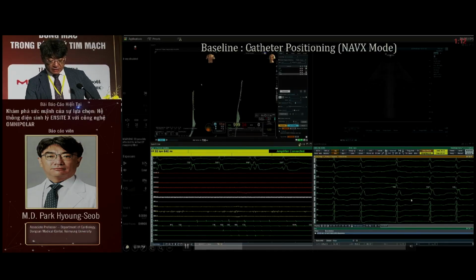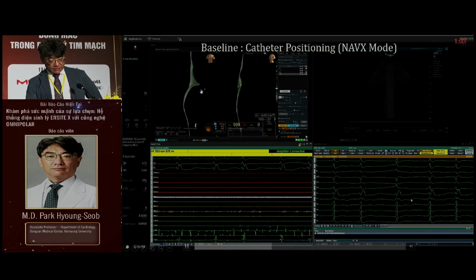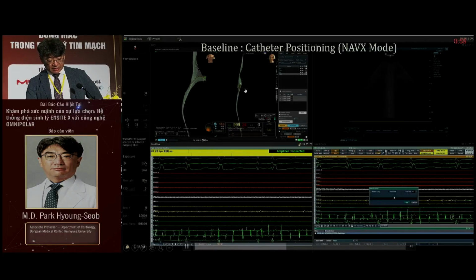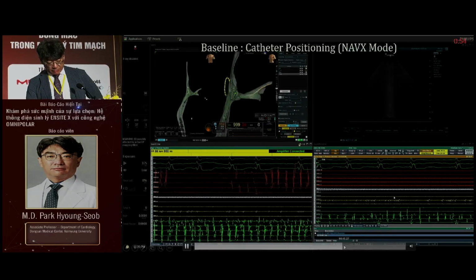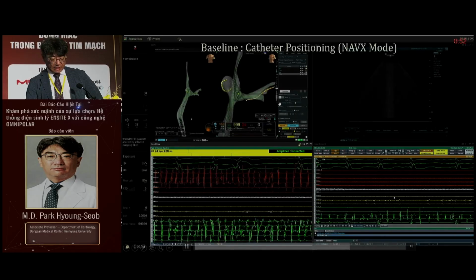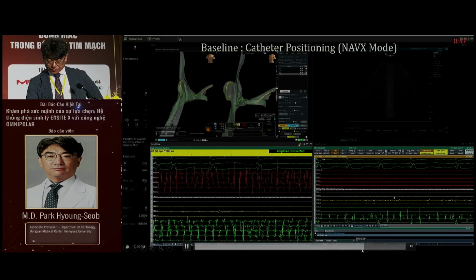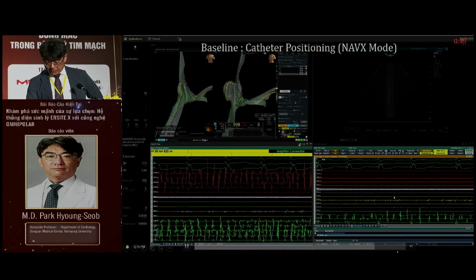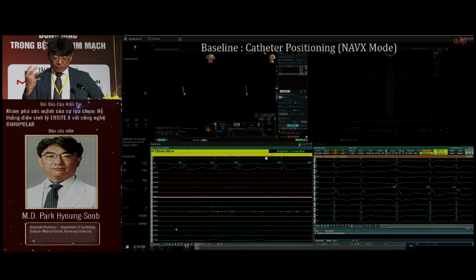After insertion of the decapolar catheter into the SVC, I drag down the catheter like this and take the His area, and clockwise rotation gives us the insertion of the catheter into the CS. So I put the catheter inside, and I put another decapolar catheter at the right side of the atrium. And I insert another His catheter to know where the His is.